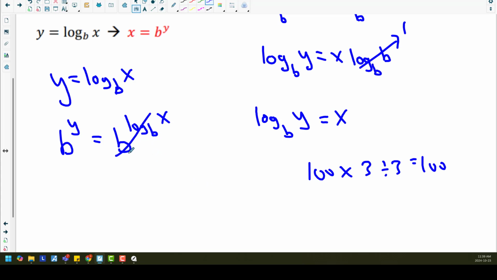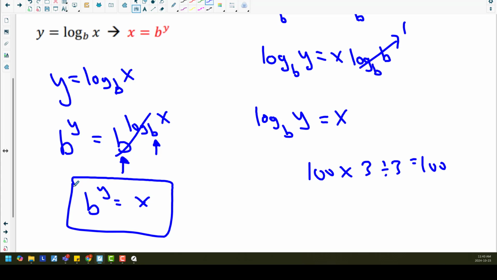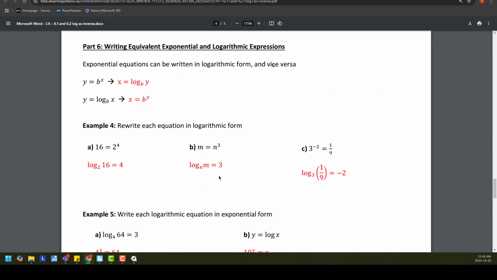So b to the exponent log base b, and remember the bases have to be the same. This is the key. You can only do this cancellation if the base values are the same. That's why we purposely chose what value to raise everything by. So we have b to the power of y is equal to x, because that's all that's left on the side. A little confusing, I know, but that's that. Let's now do some examples here.